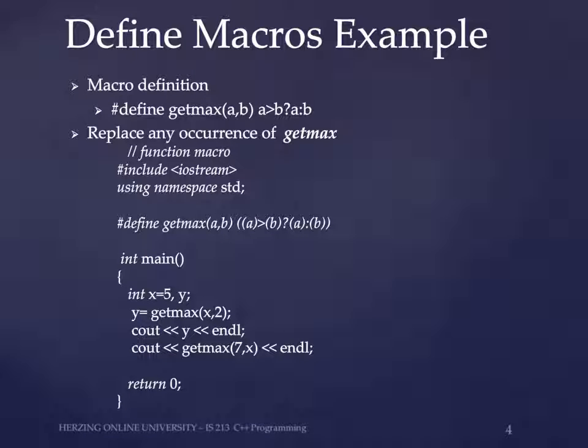In the previous slide we showed that define can be a directive that works with parameters to define function macros, and we introduced the getMax macro definition. What this would do is replace any occurrence of getMax followed by two arguments by the replacement expression, but also replacing each argument by its identifier exactly as you would expect if it was a function. So the output of this function macro will be 5 and 7.